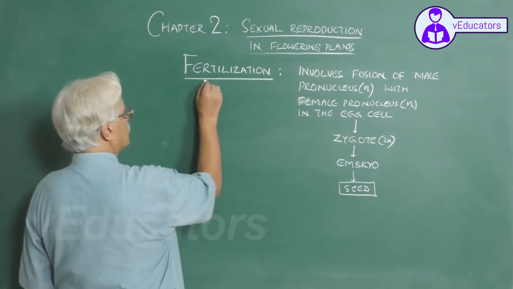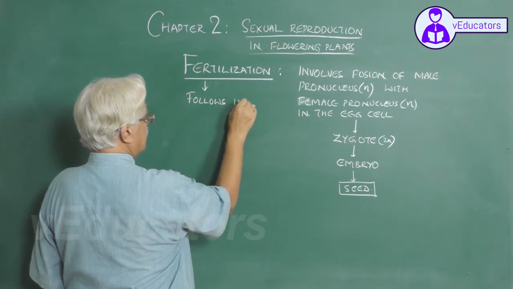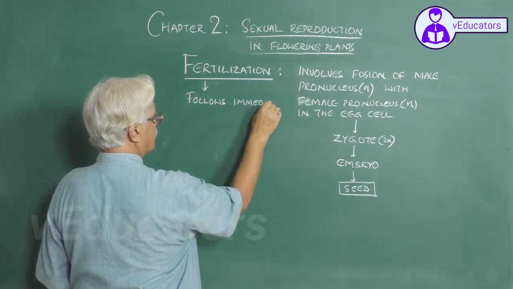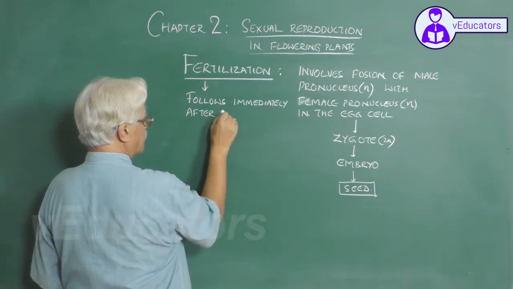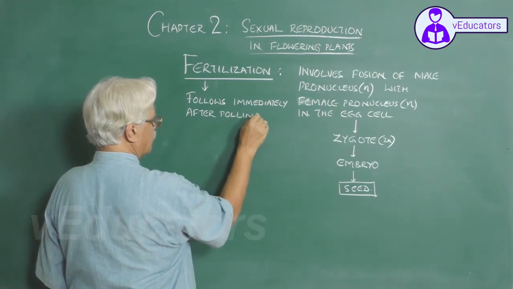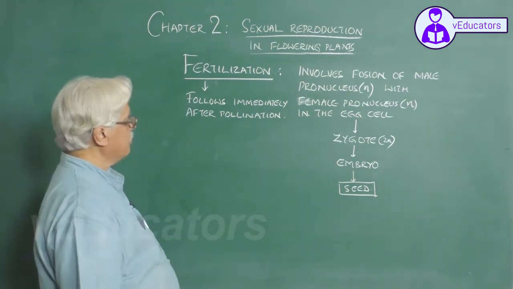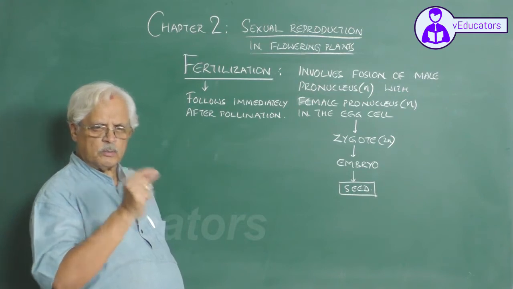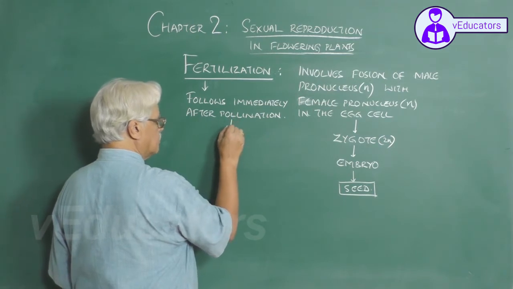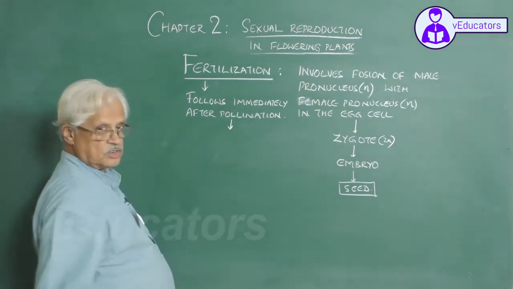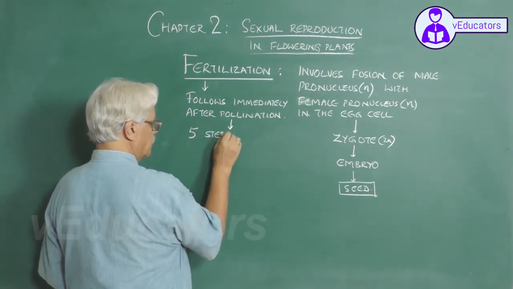Fertilization follows immediately after pollination. Within a few minutes after the pollen grain is deposited on the stigma of a flower, the pollen grain is involved in the process of fertilization.